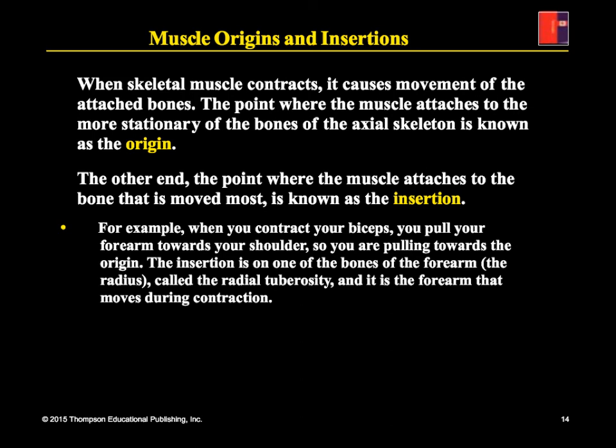When skeletal muscle contracts, it causes movement of all the attached bones. The point where the muscle attaches is more stationary, and that's called the origin. So always remember that where that muscle attaches, it's mostly stationary, and it's called the origin. At the point where the muscle inserts, that's the most movable. So it's moved the most at the point of insertion.